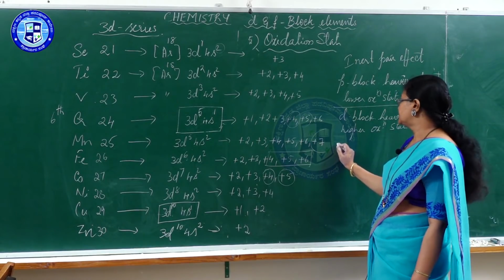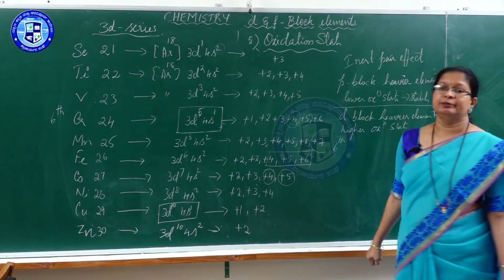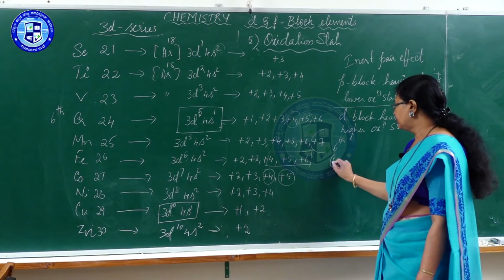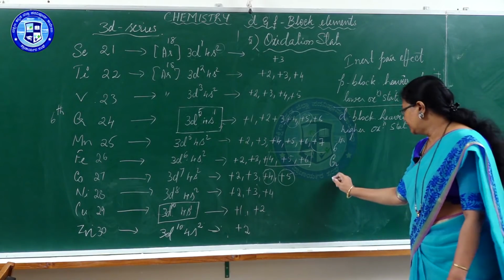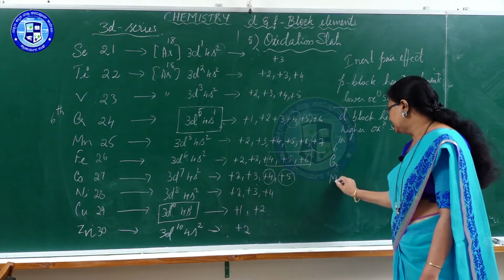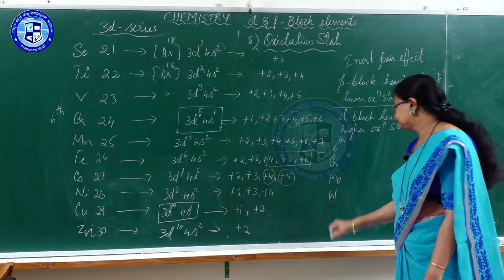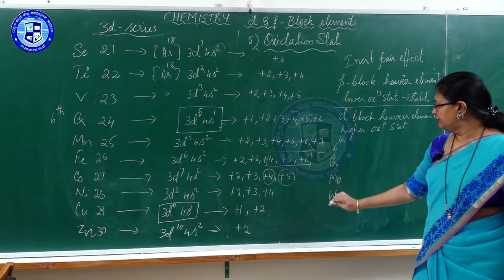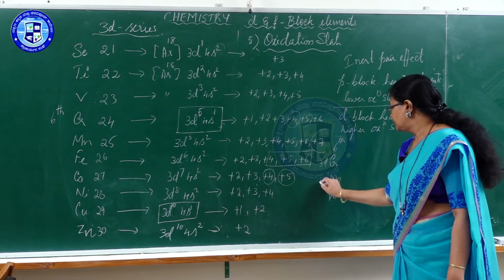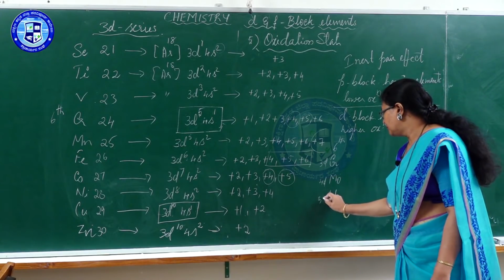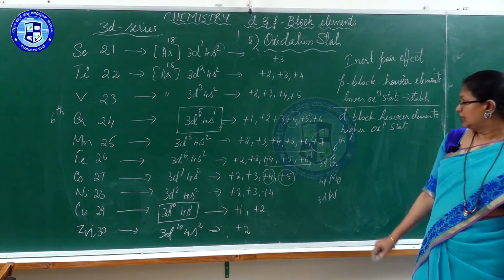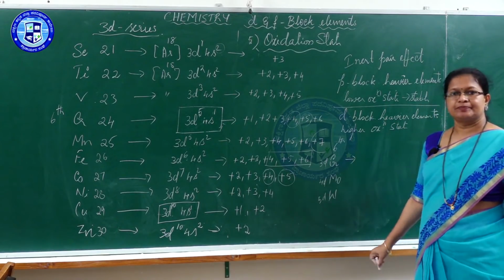To give some example, let us say the elements of the 6th group. Which are the elements of the 6th group? Chromium from 3d, then molybdenum and tungsten. This is 3d, 4d and 5d series elements. Let us check the compounds.